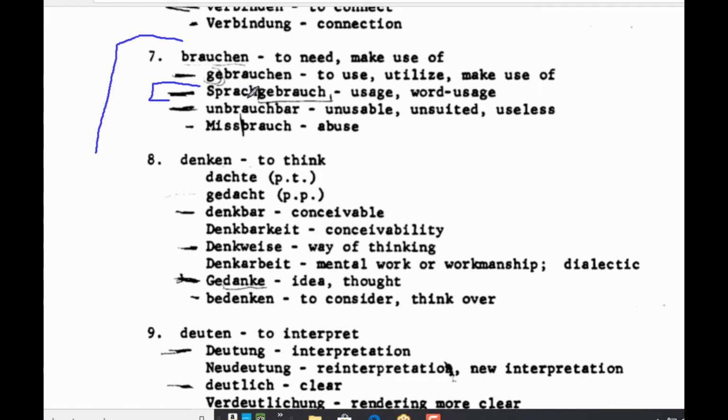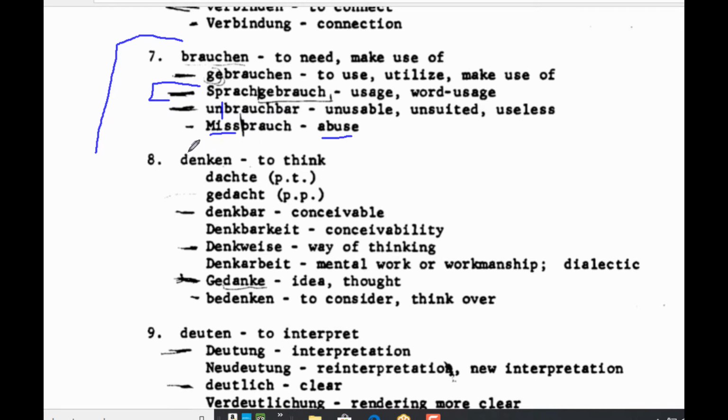Unbrauchbar. So the un is obviously like un, just like English, unusable or unsuited. Der Missbrauch. This miss is also, we have an English word like philanthropic, but you also have misanthropic, the one who doesn't do good things. So this means abuse in this case. Der Missbrauch. So this is a masculine noun. Brauch is masculine, and this is also a masculine noun.